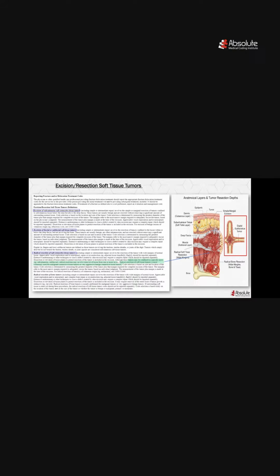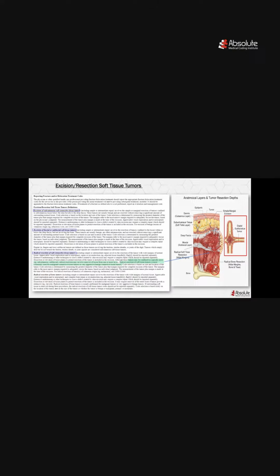So you can see, coders, the tumor might originally be in one of the layers, and then it might extend to another layer. That's what we were talking about. So it might involve more than one layer, and those are the scenarios when we require a radical resection of these tumors.